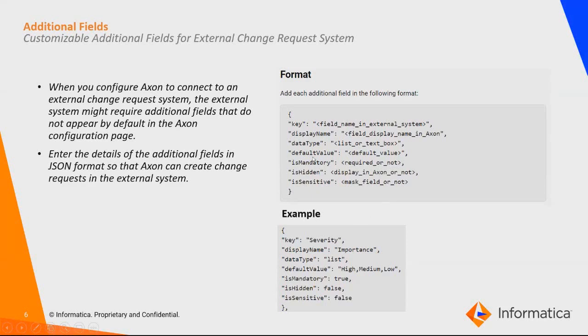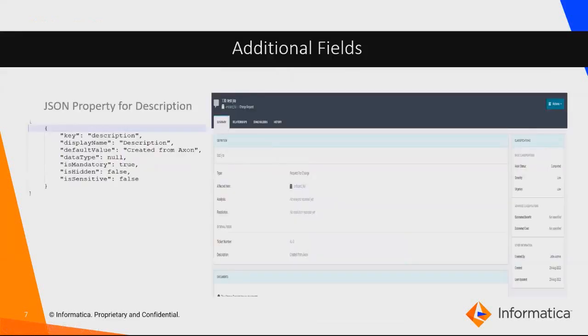So once you are done configuring, you then need to save that specific information under the change request system. We have already developed one example which will showcase the key value which has been shown in the change request. As you can see, there's a JSON property for description. In this JSON, you can see a key value given as description, which is a unique key, right? Then comes the display name. The display name is given as description.